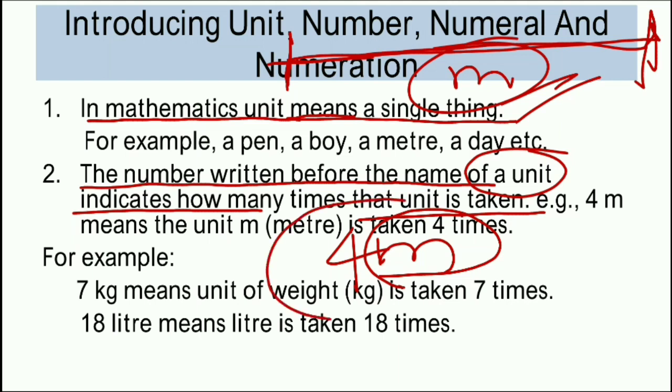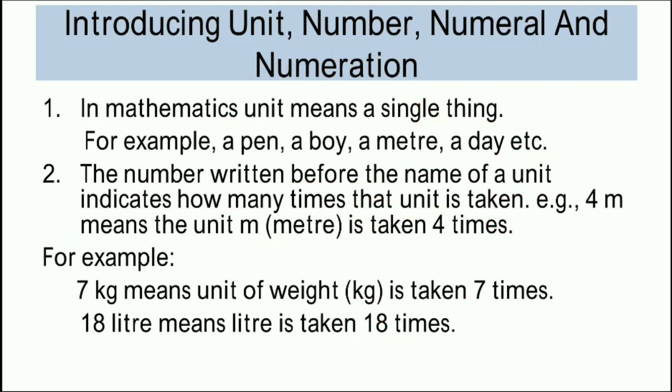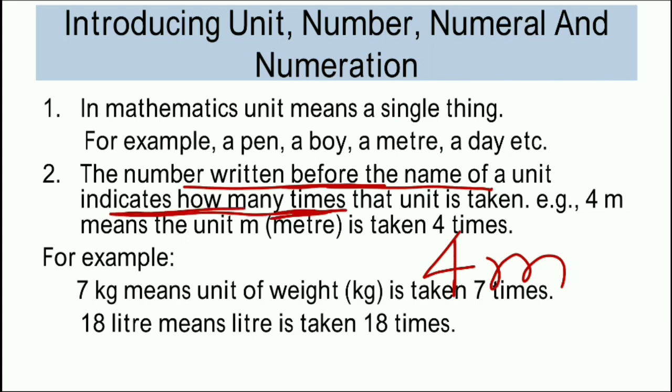Then what is the meaning of 4 meters? 4 meters means this length will be taken 4 times. Whatever the length of a meter is, that will be taken 4 times. That is what it says: the number written before the name of the unit, whether 4, 5, 6, anything, indicates how many times that unit is taken. If it is 4 before meter, it means the meter has been taken 4 times.